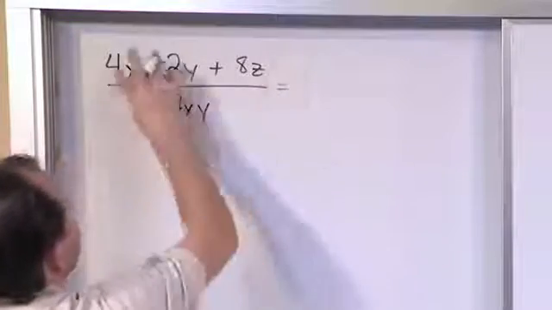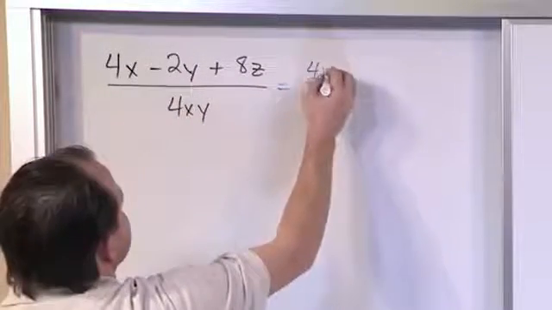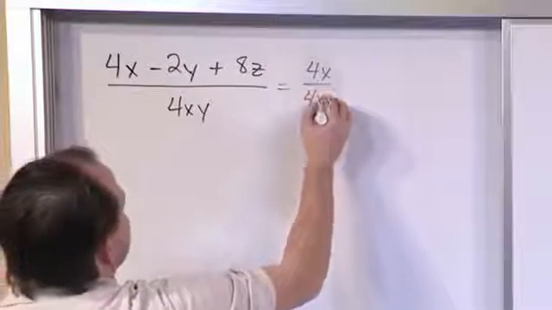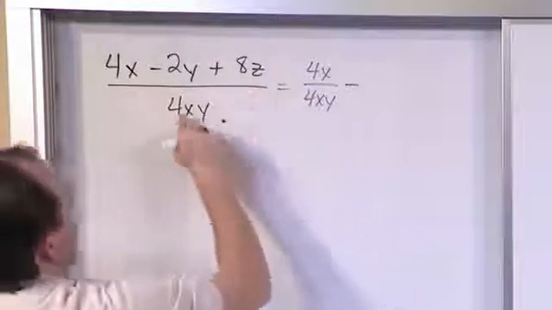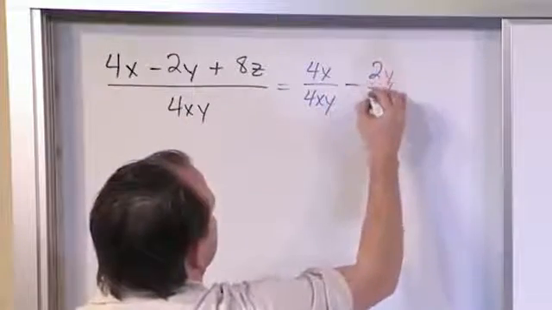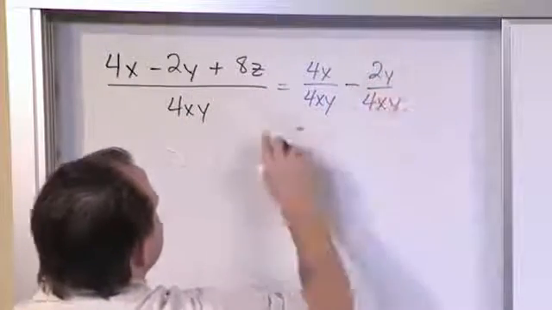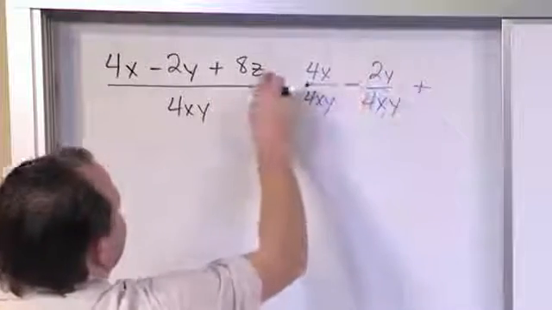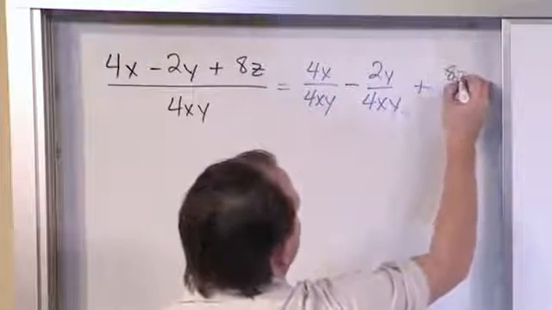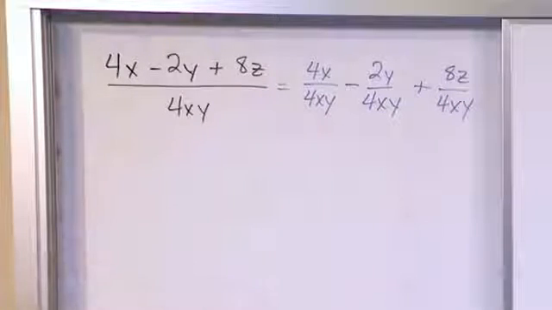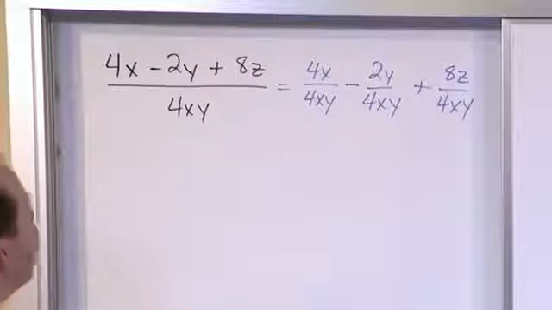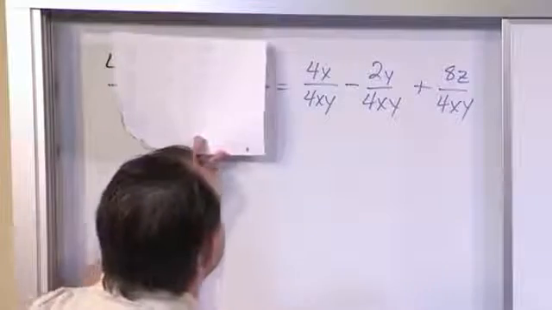What I'm going to break this up into is 4x over 4xy, from this guy. I have a minus sign here. I have 2y over the same thing, and then I have a plus sign here, and then I have 8z over the exact same thing. Now, this should make total sense to you. We're following the same pattern, but if it doesn't, just cover it up and see what you have.